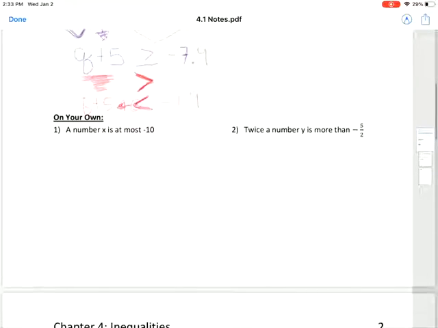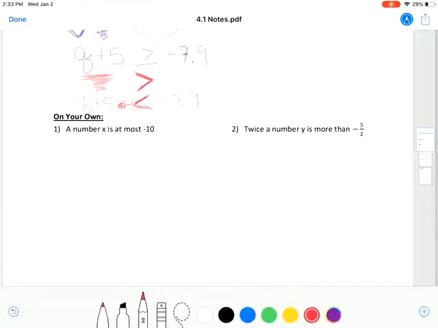Okay, so on your own, I'm going to go ahead and pause this video so you can try to write your own inequalities right here. A number x is at most negative 10, and twice a number y is more than negative 5/2.